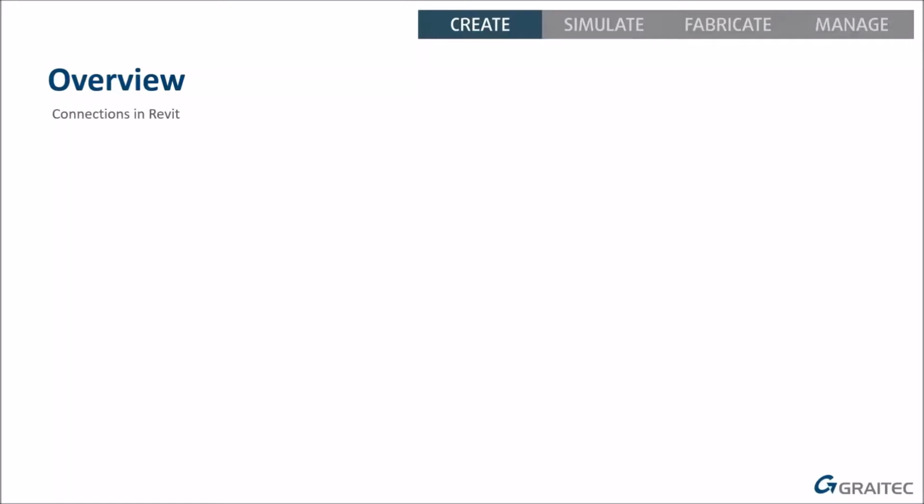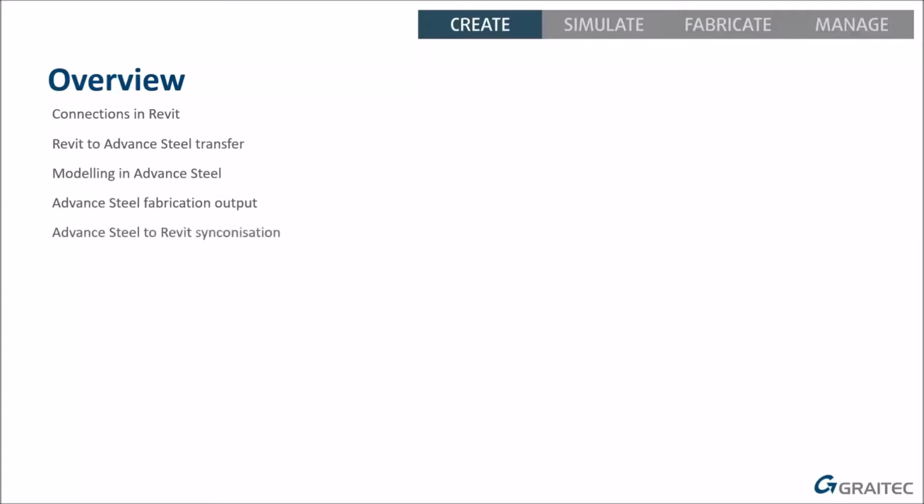We're going to look at, like I said, an introduction to Advanced Steel workflows for engineers with the AEC collection. We'll start by putting connections on in Revit, in case you aren't familiar with the connection tools inside of Revit. We'll then look at the Revit to Advanced Steel transfer. We'll then give you an introduction to Advanced Steel, for those of you who aren't familiar with it. Then we'll look at the fabrication output from Advanced Steel. We'll then look finally at the Advanced Steel to Revit synchronization.